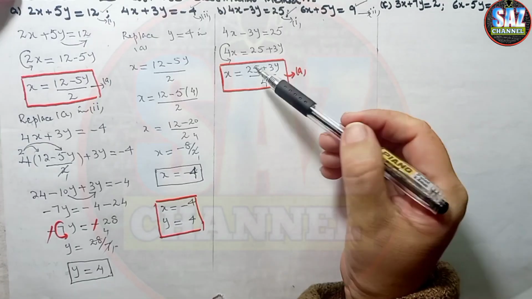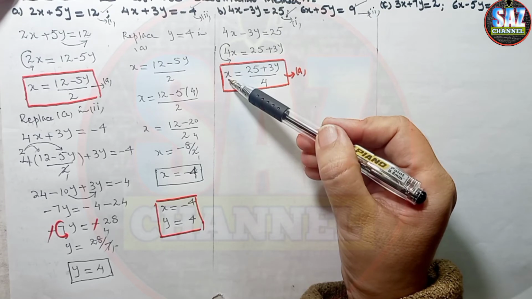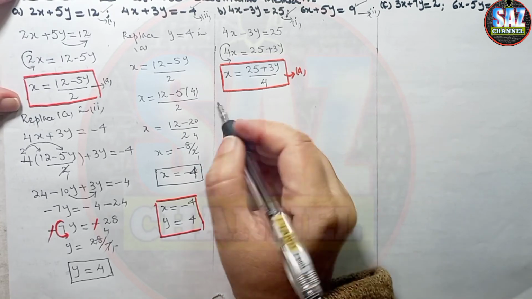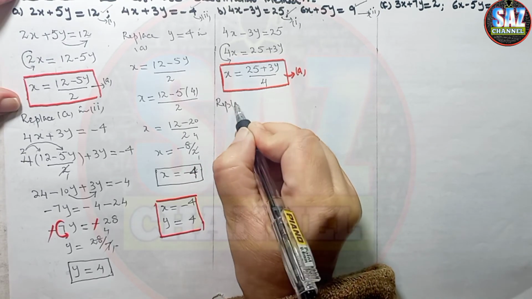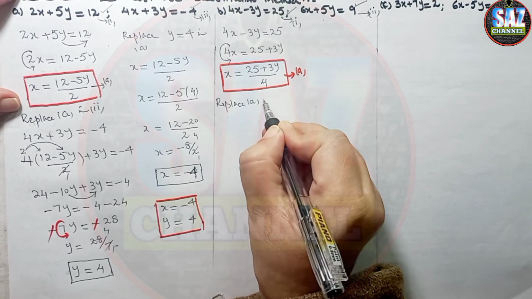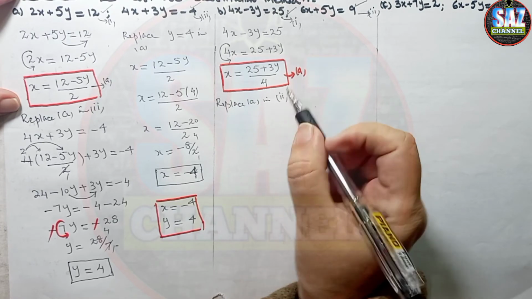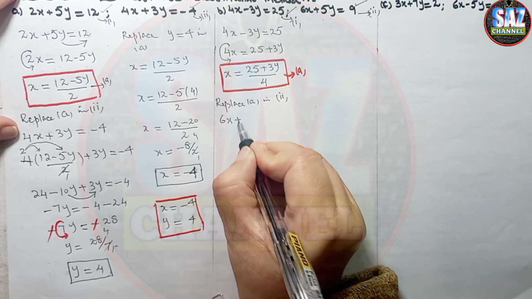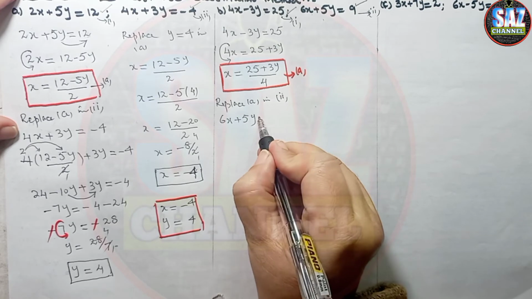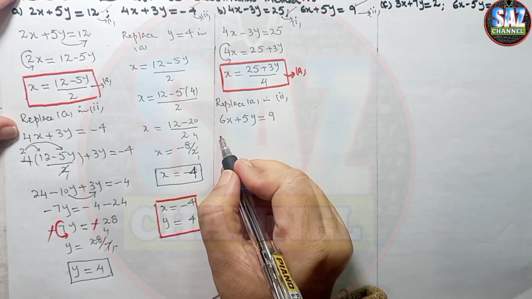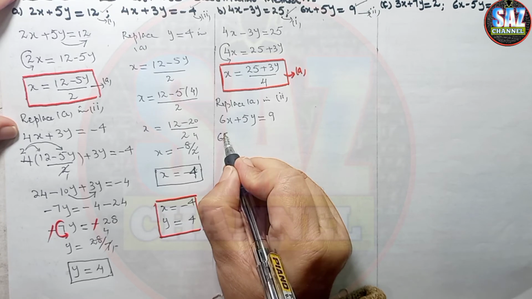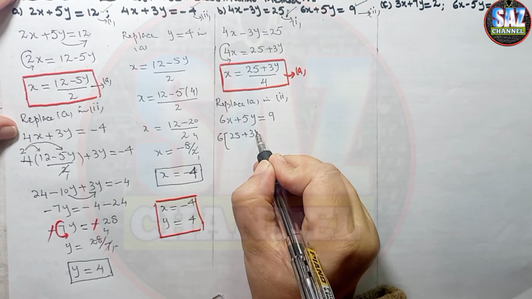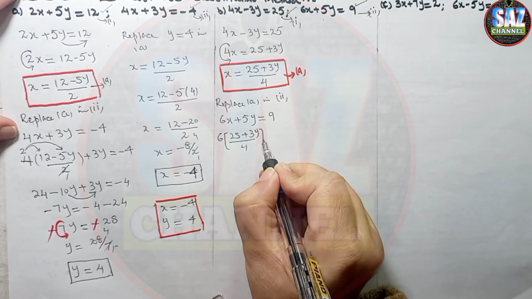Now what I have to do, I have to replace the value of x, that is (25 plus 3y) by 4, in the second equation. Replace A in equation 2, and equation 2 will take the form 6x plus 5y equals 9. Instead of x, I have to replace (25 plus 3y) by 4.